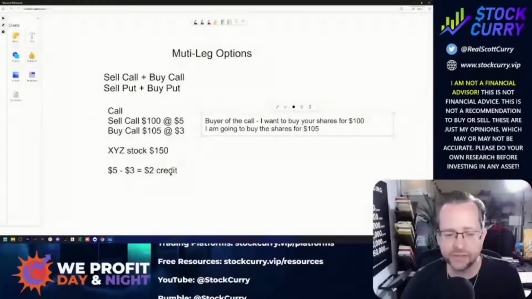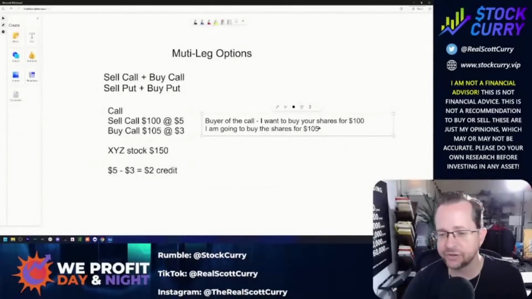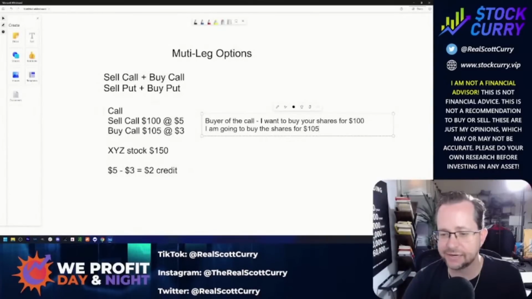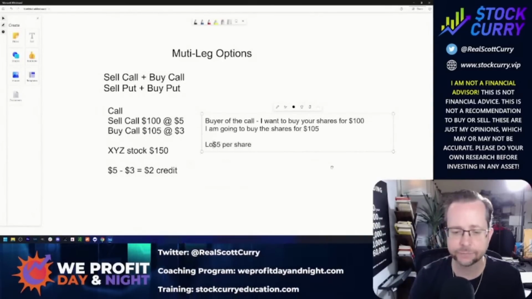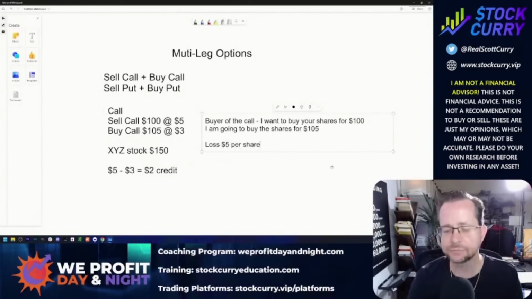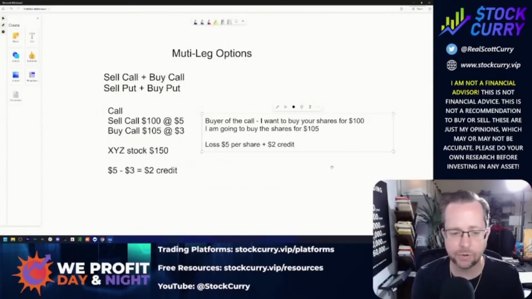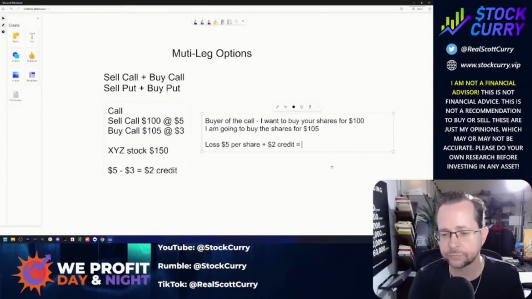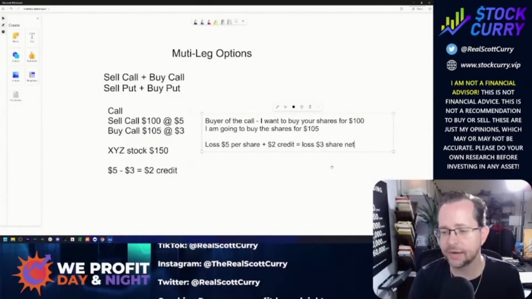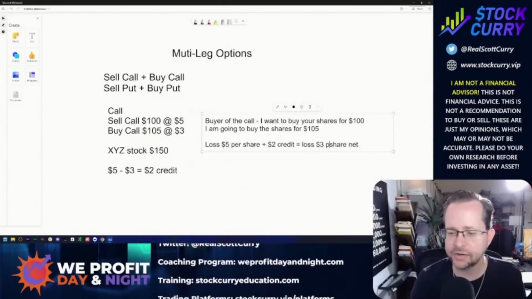So when this expires and it's in the money, I'm going to go buy the shares for $105 and sell them for $100. I'm going to have a loss of $5 per share. But I collected a $2 credit when I bought and sold my options. So my net loss is $3 per share. Net, right? Now, check this out.